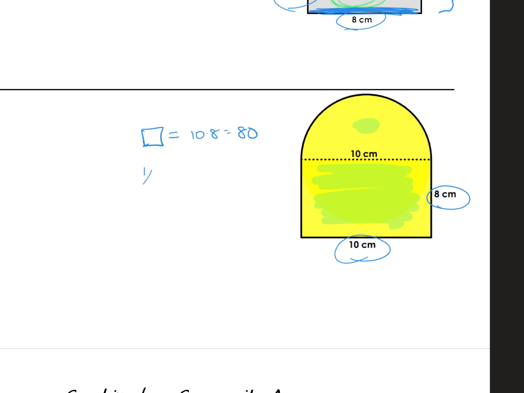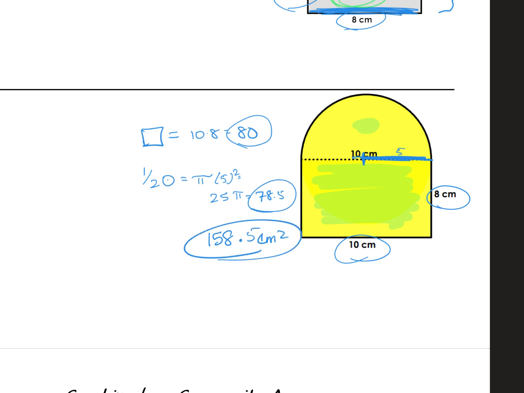And now I need the half circle at the top. The circle is pi r squared. The radius we learned yesterday is halfway across, so 10 divided by 2 is 5. So we're going to have pi 5 squared, which is 25 pi. Then I just have to do 25 times the pi button, which gives me a total of 78.5. And then the final step, since this is all shaded, it's all the same color, is to add these two numbers together. So when I add them together, we're going to get 158.5 centimeters squared. That would be the total area of the rectangle plus the half of a circle.